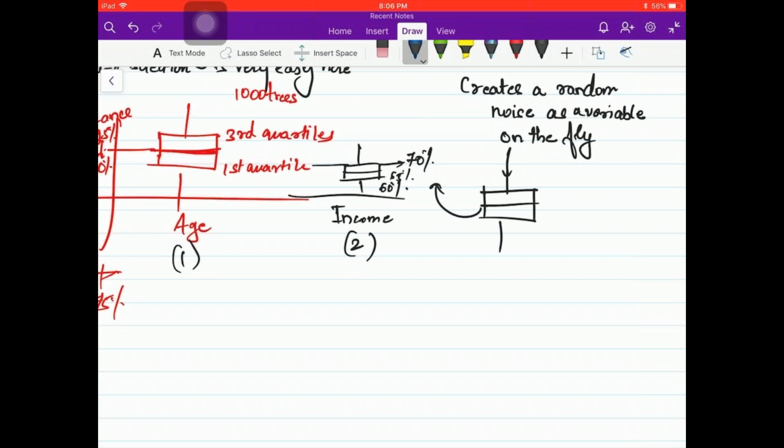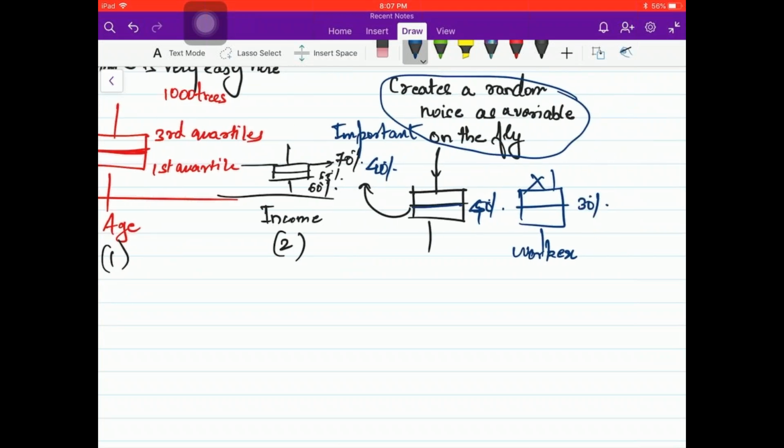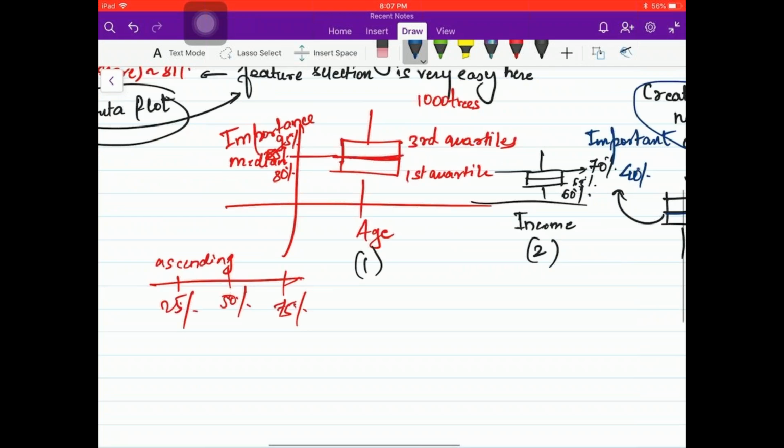Whatever is greater than, let's say its importance is 40% in the data, so whatever is greater than the noise is important. Whatever's importance is less than the noise is not important. So let's say your work X was only 30% important. It means work X is a predictor which is even worse than a noise to the data. So I don't need that. Why will I keep a variable which is worse than the noise to predict? So it will not keep that variable in the system.